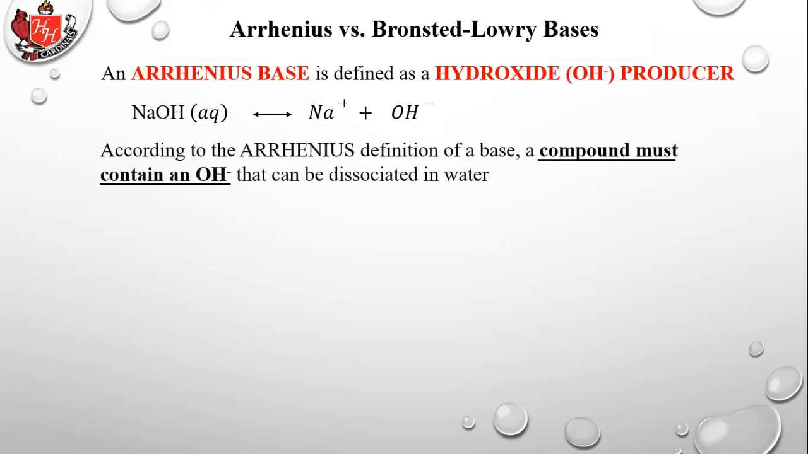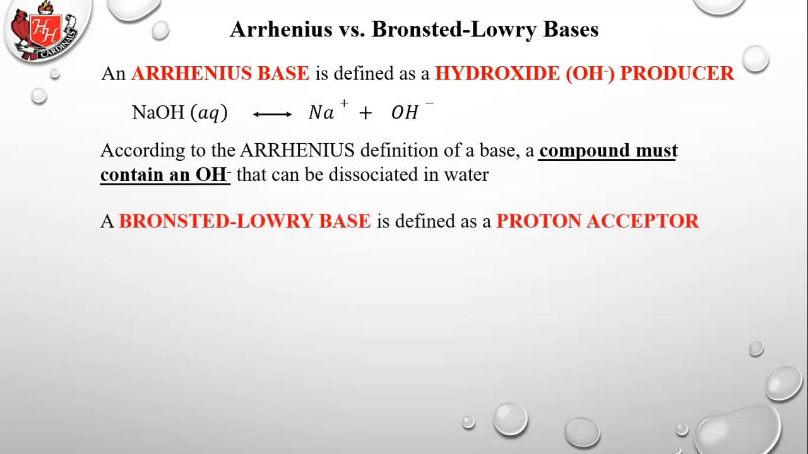According to the Arrhenius definition of a base, a compound must contain an OH minus that can be dissolved in water. So this is an Arrhenius base. It contains an OH minus attached to it that you can see in the molecule. A Bronsted-Lowry base is defined as a proton acceptor. So here you have NH3 plus H2O is going to produce NH4 plus. By accepting a proton, the NH3 becomes NH4 plus and OH minus.